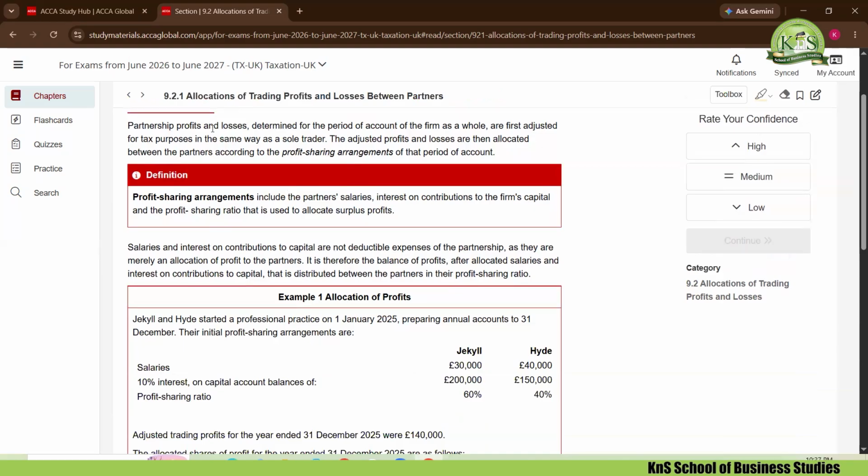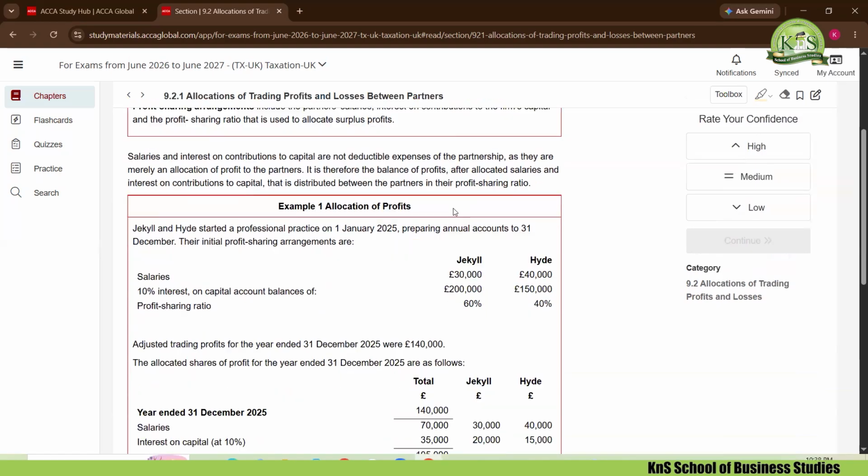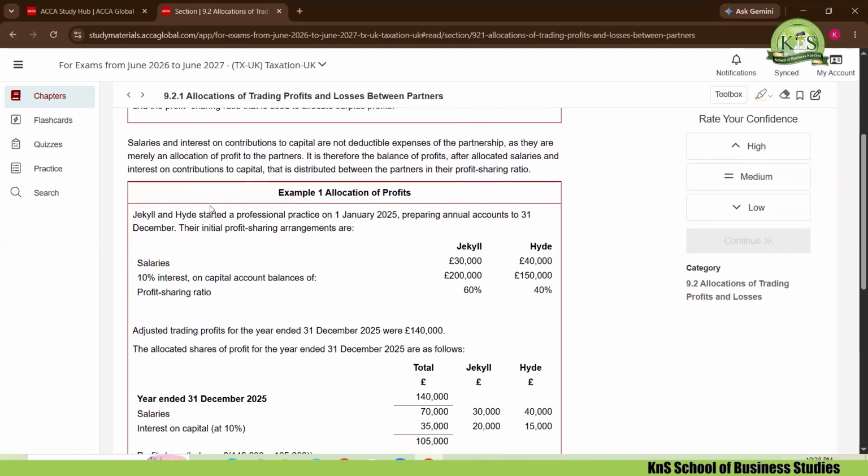Partnership profits and losses determined for the period of account of the firm as a whole are first adjusted for tax purposes. This is what we call tax adjusted trading profits. The adjusted profits and losses are then allocated between the partners according to the profit sharing ratios. Now let's see this question. You know that partners get salaries and they get interest as well, so all such items we will also be putting in our computation.